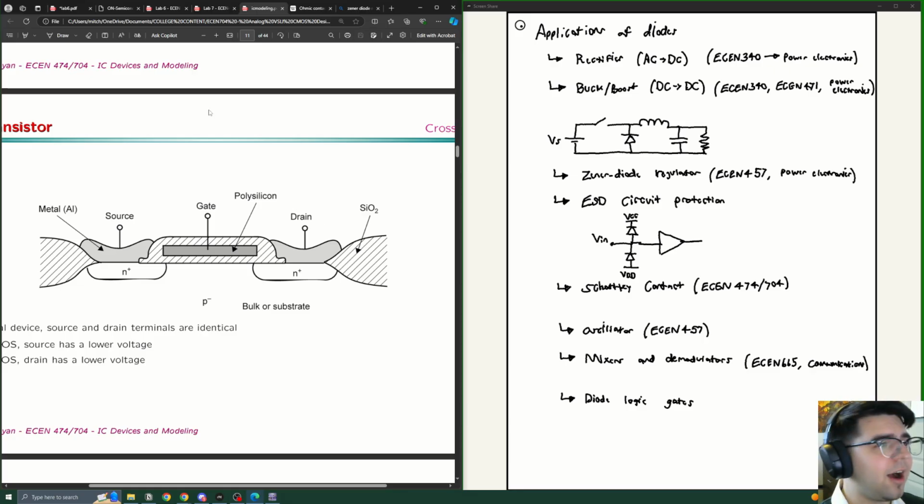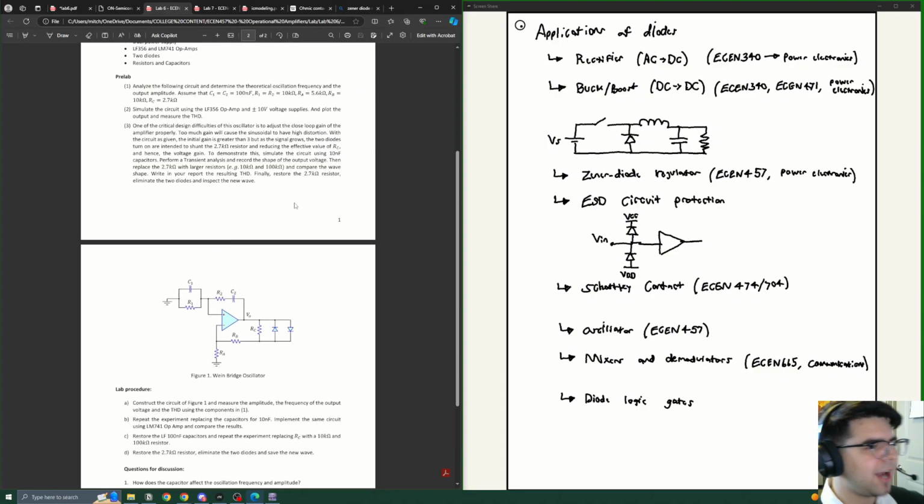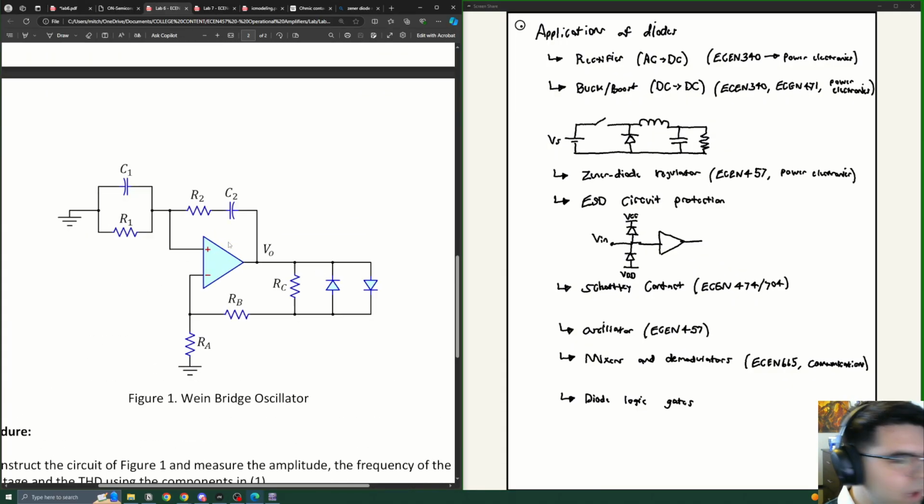Additionally, we've also got oscillators, right? The idea behind an oscillator is that it's an op-amp circuit such that there's no input here. Just in a resting condition, it will produce a sine wave or some other wave output. This is actually kind of how signal generators work.